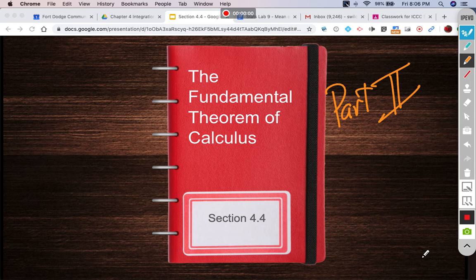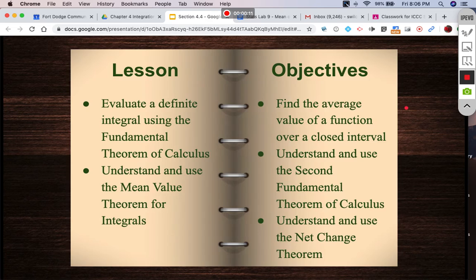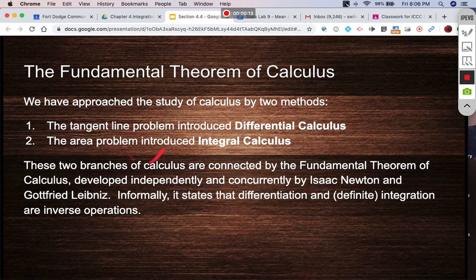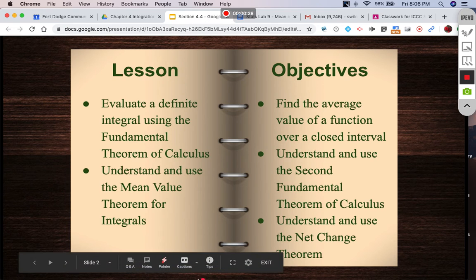We're continuing on with section 4.4, dealing with integration and the fundamental theorem of calculus. So in part 1, we looked at using the fundamental theorem of calculus and the mean value theorem for integrals to get us the average over a closed interval. In the second part, we're going to look at the second fundamental theorem of calculus and net change.